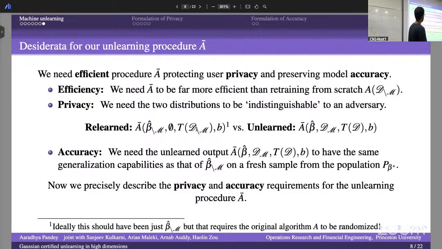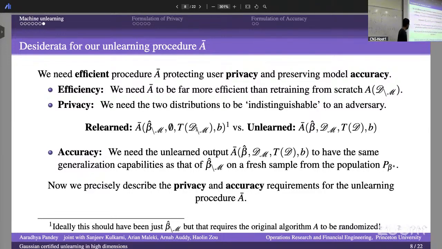We want one condition: that the distribution of A-bar when acted on beta hat and D_m, the removed data points, should be the same as when A-bar is acting on the ideal unlearned estimator, or ideal relearned estimator, or retrained estimator. Okay. So here is where one thing should be clear.